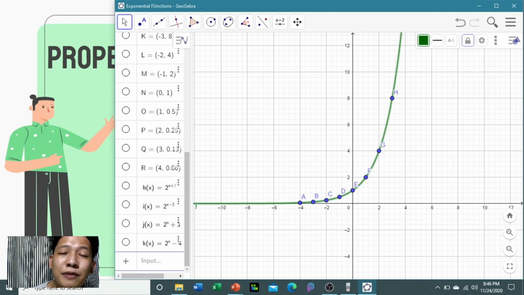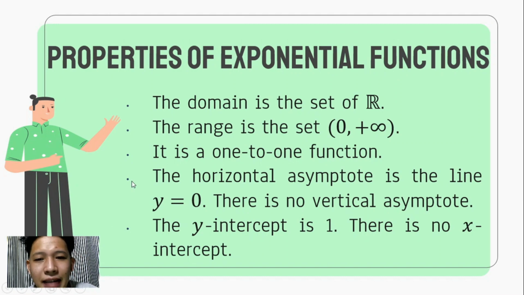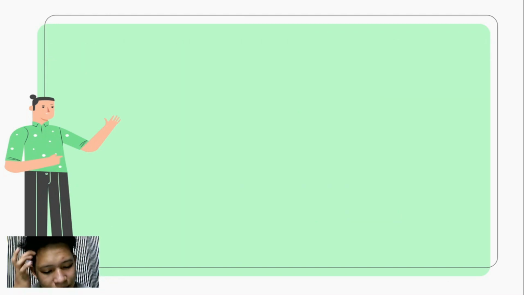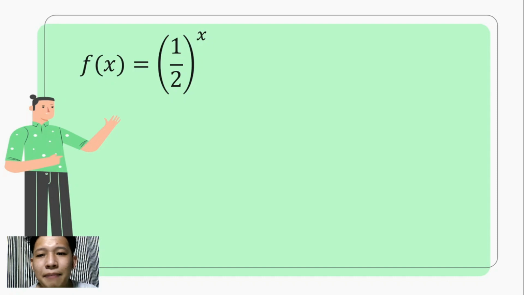So f of x equals 2 raised to x. So let us have now another example. Suppose we have this one. F of x equals 1/2 raised to x. So our base here now is 1/2 and the exponent is x. So in doing so, gagawin pa rin natin yung ating ginawa kanina, and the first thing to do is for us to make a table of values so that we can graph the function.